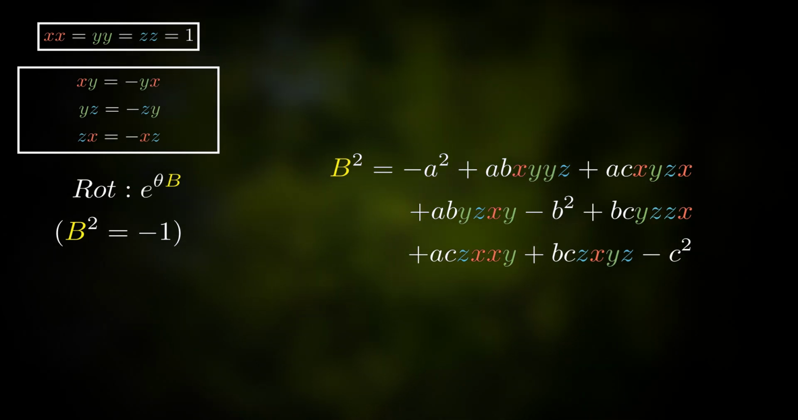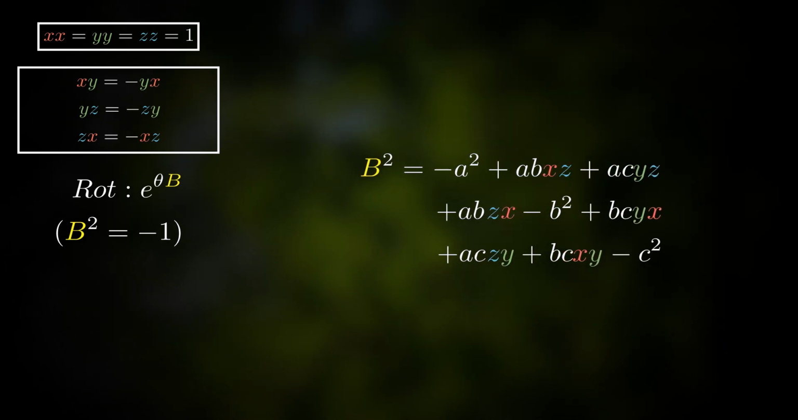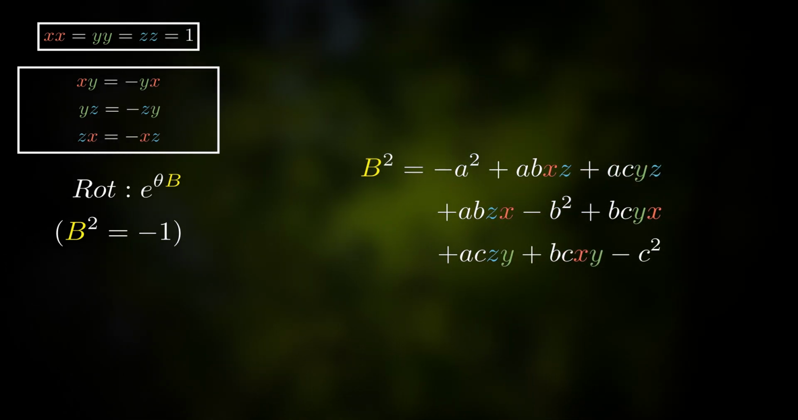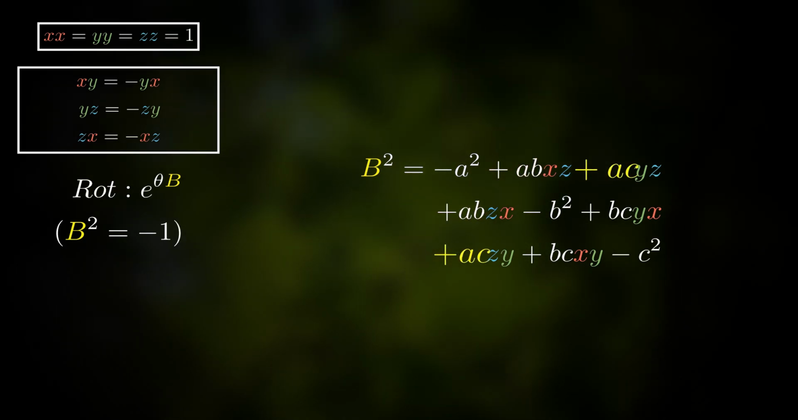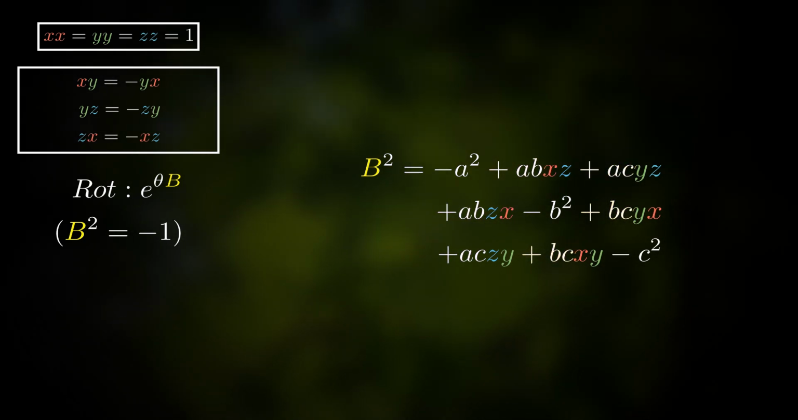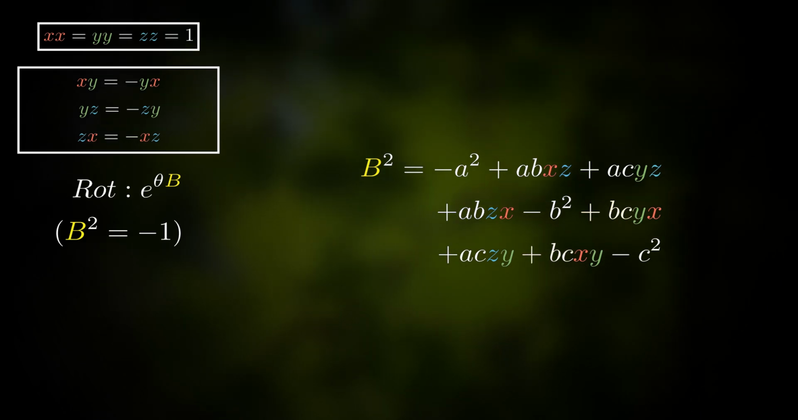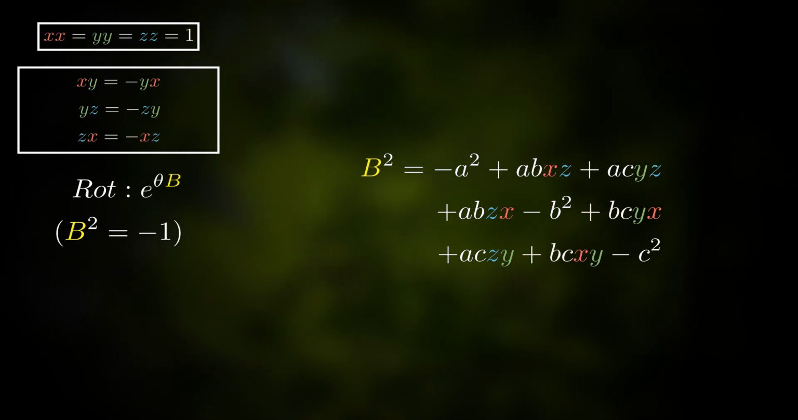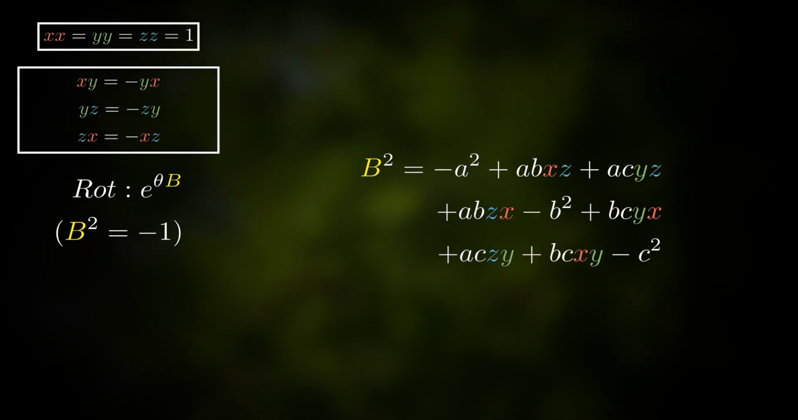Okay, then we clean up the duplicate terms like yy and xx. And notice something in the remaining terms. We have two ab's, two ac's, and two bc's. You can notice that one of the ab's has xz as its unit, and one of them has zx. We know that xz equals minus zx. So we see that those terms sum to 0. You can do this for the ac and bc terms as well, and they all sum to 0.